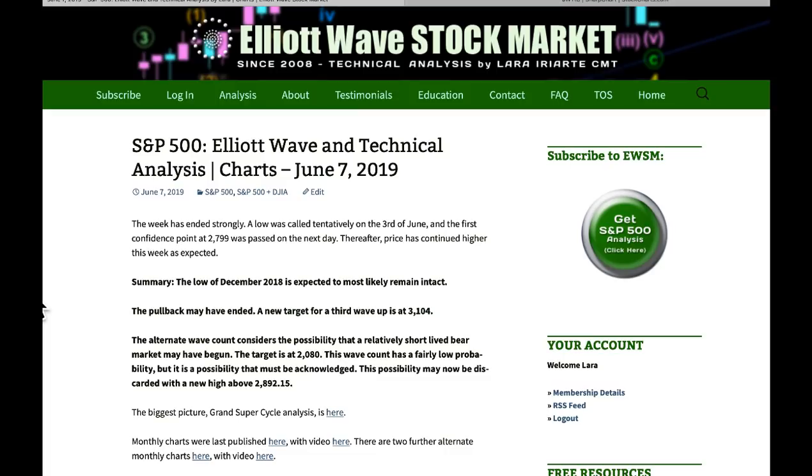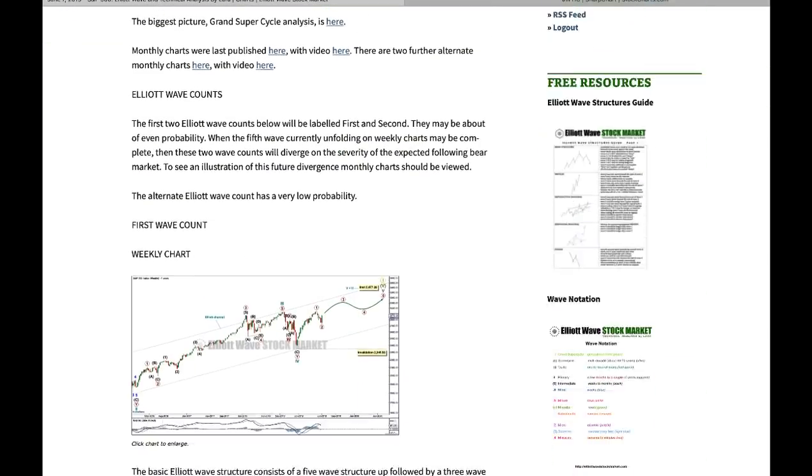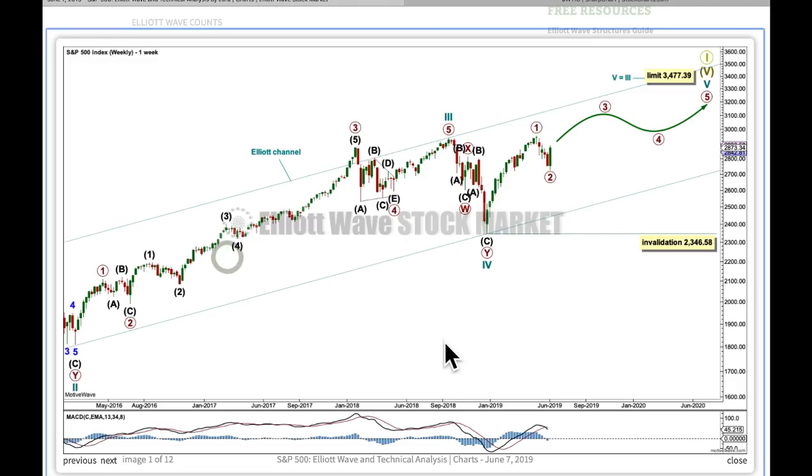I am still expecting the low of December 2018 to remain intact. I'm expecting that the last downward movement and reasonable pullback has ended, and I have a new target for a third wave up at 3104 to be met in coming weeks. The alternate wave count is seriously reduced in probability, and I'm probably not going to spend too much time on it this week.